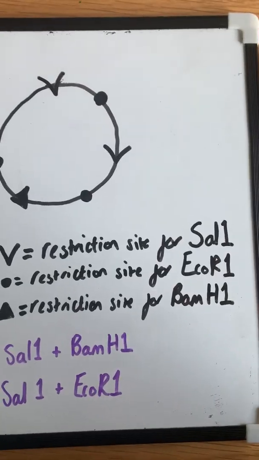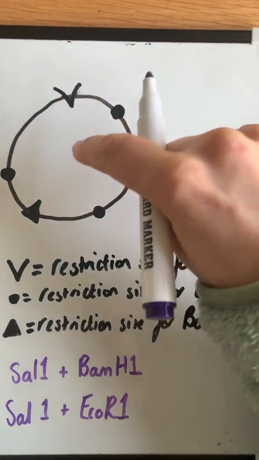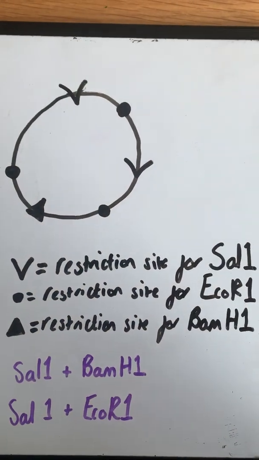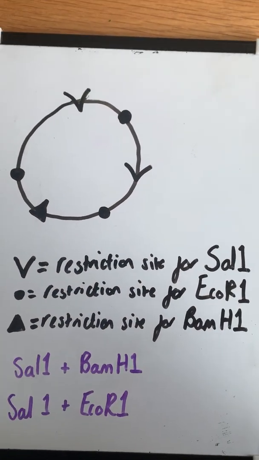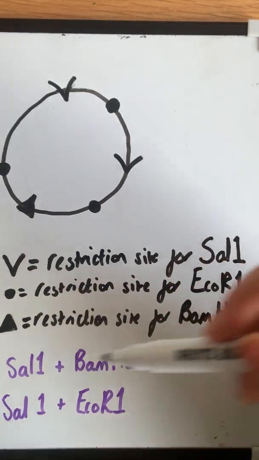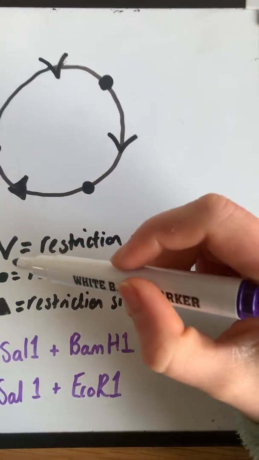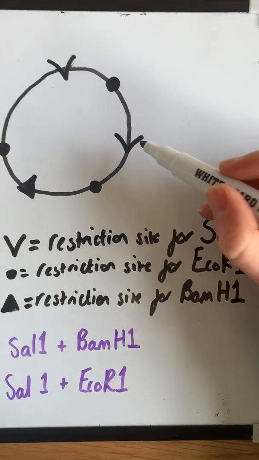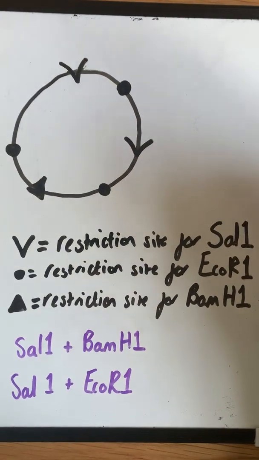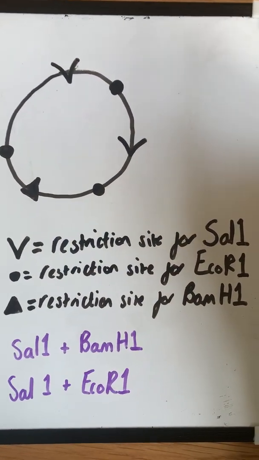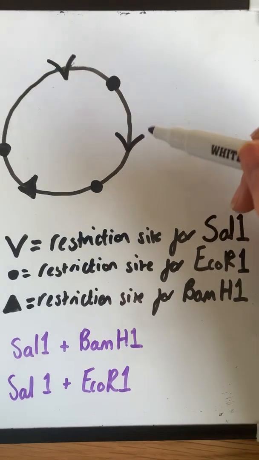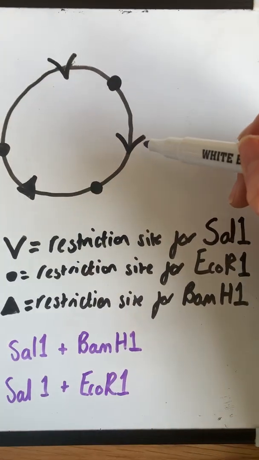So what I've done is I have drawn out the plasmid, that's this here, with all the restriction sites on it. And I've got a key to show you each of the restriction sites as well. So anytime you've got this sort of V shape, this is an area that the restriction endonuclease SalI would make a cut in the plasmid. So it would cut here and here.